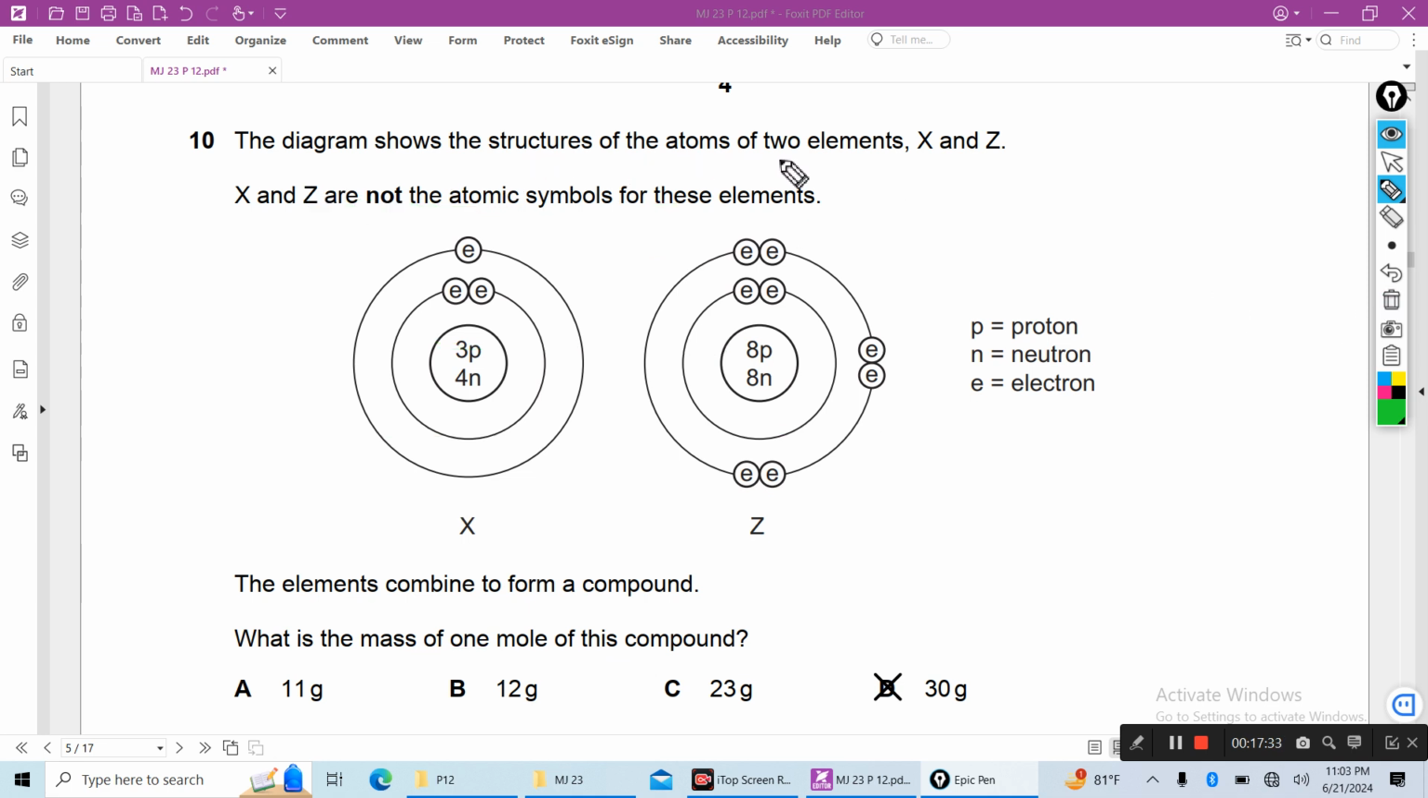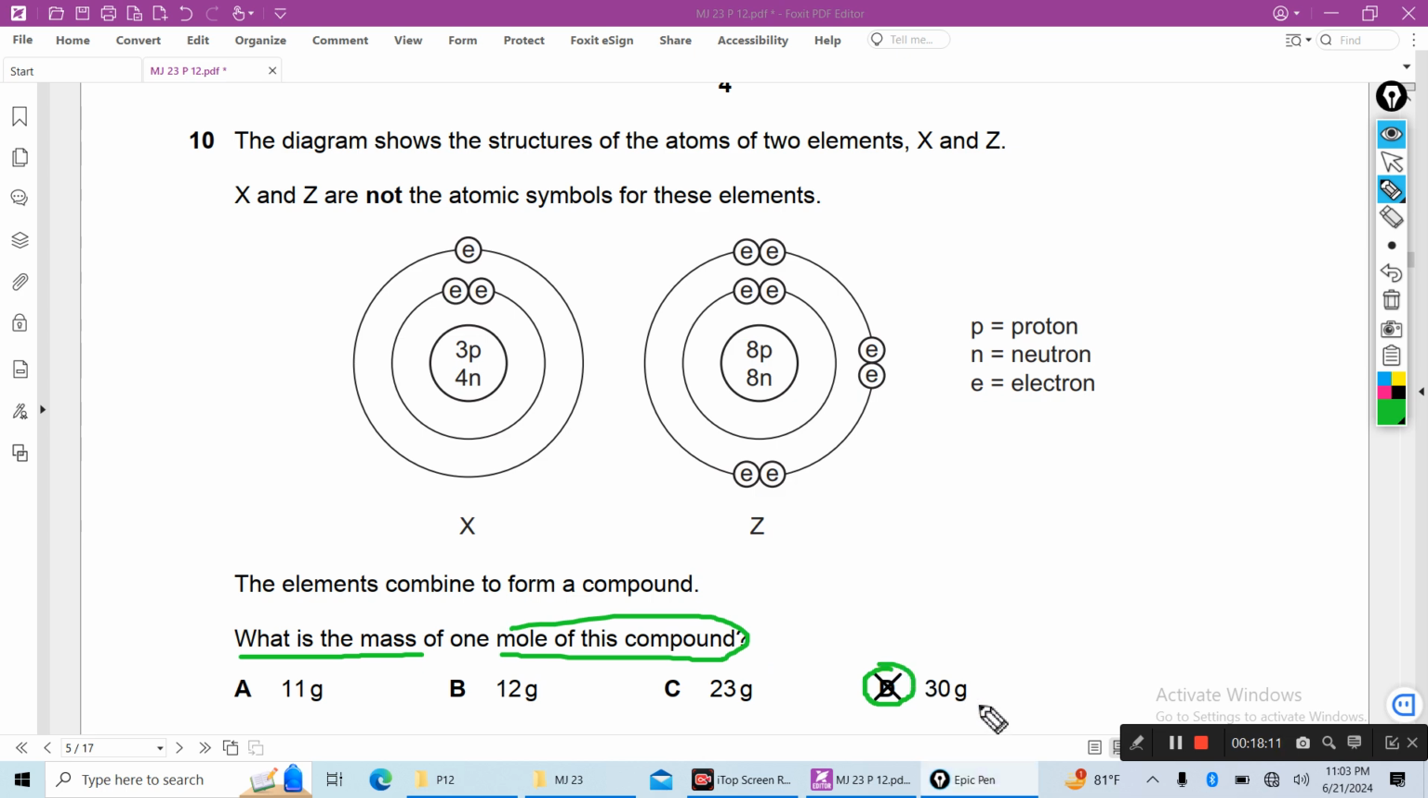The diagram shows the structure of atoms of two elements X and Z. X and Z are not the atomic symbols for these elements. The elements combine to form a compound. Now, what is the mass of 1 mole of this compound? If you calculate, you will get 30 gram.